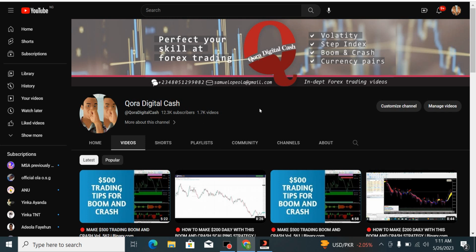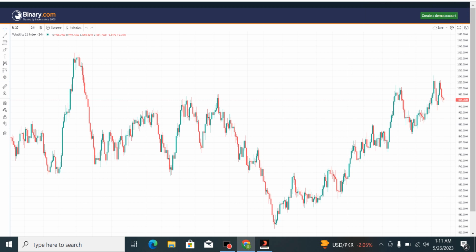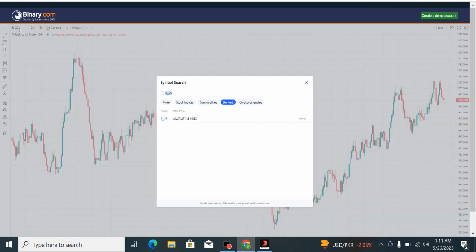So quickly guys, let's go straight into what we have right here. Like I said earlier, we will be checking out how you can trade your small account into a very big account. It is a simple trading strategy, and that is what we will be looking at. Let me quickly take us down to Boom 1000. Okay, this is it.